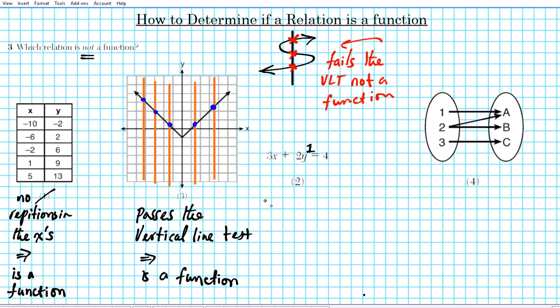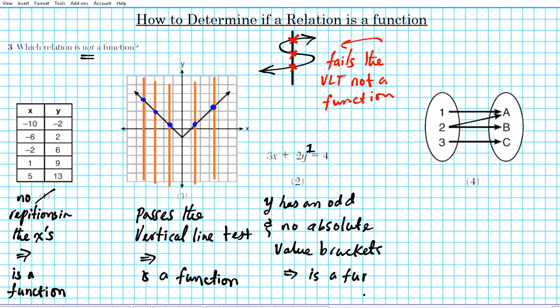Okay, so let's write down our observation. Y has an odd power, which is good, and no absolute value brackets. If it had an even power or an absolute value bracket, one of the two, then it is not a function. So since y has an odd power and no absolute value brackets, that means it is a function. That's a pass.